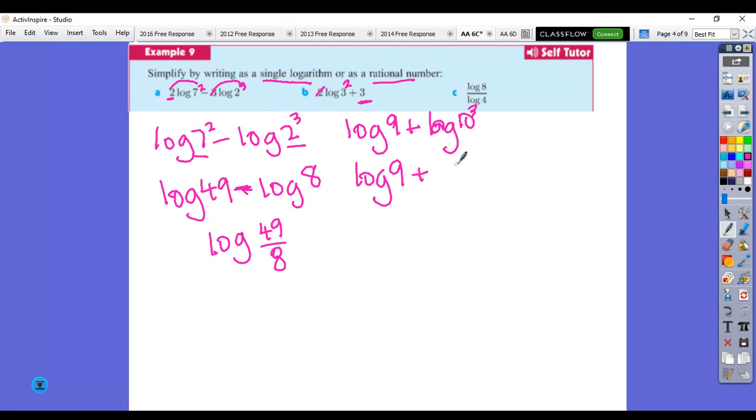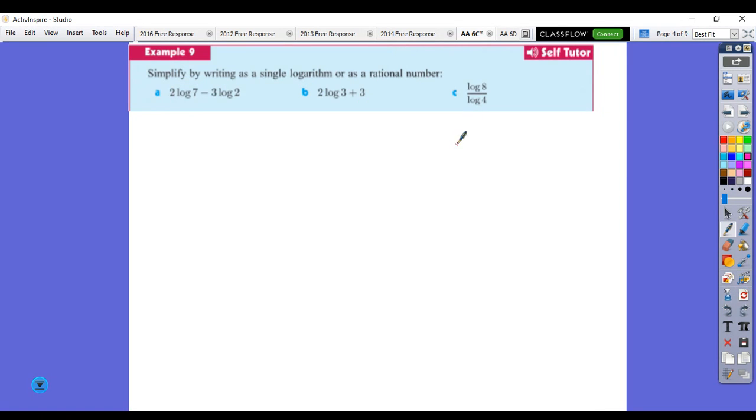So this is log 9. This is log 1000. Now I'm adding the logs. So I will multiply the numbers. And that's it with that one. All right, I'm going to clear this off so I have room for letter C. So if you need to pause it, if you want to look at it a little more. All right, so letter C.